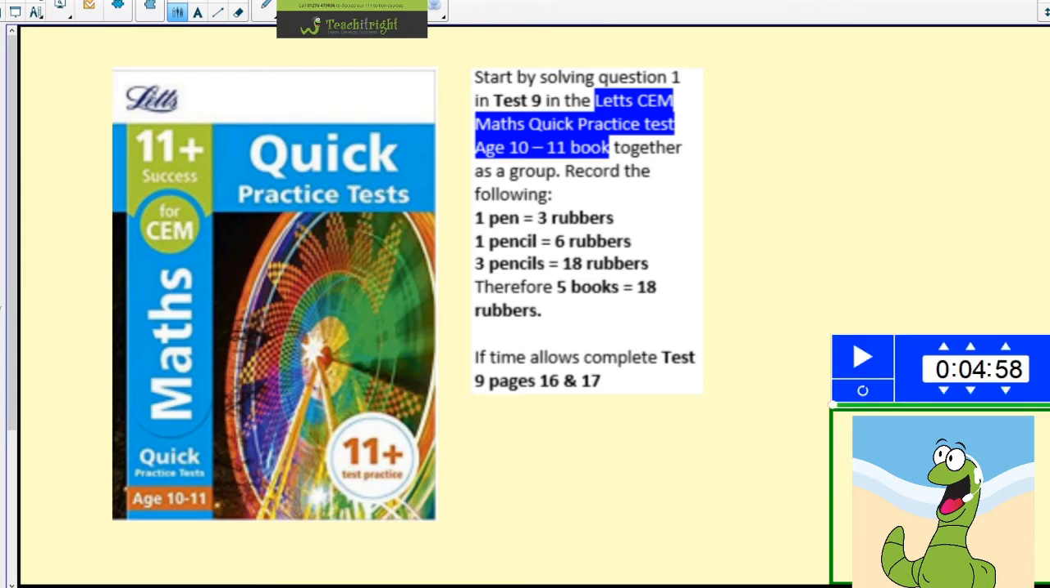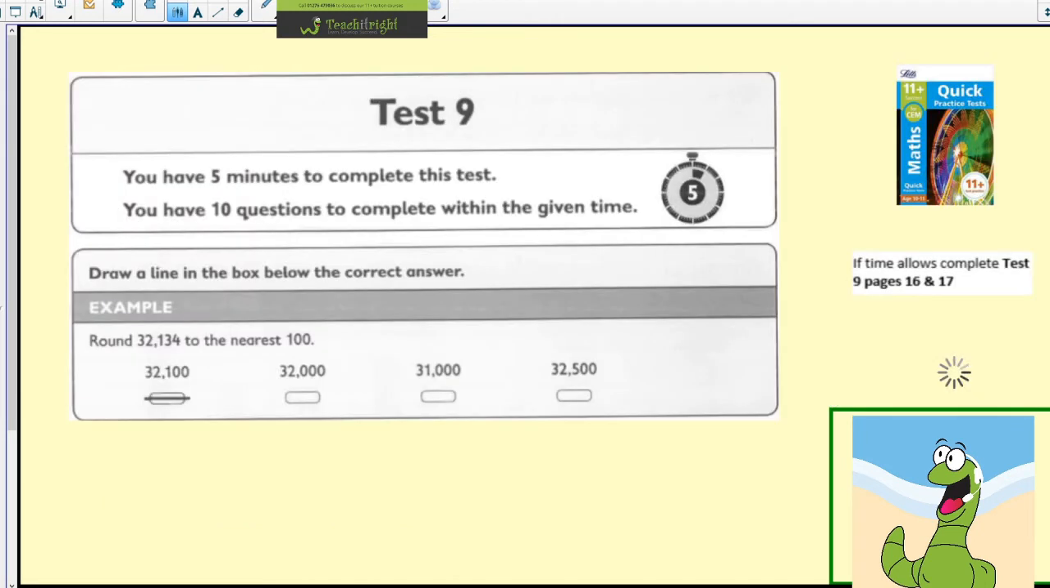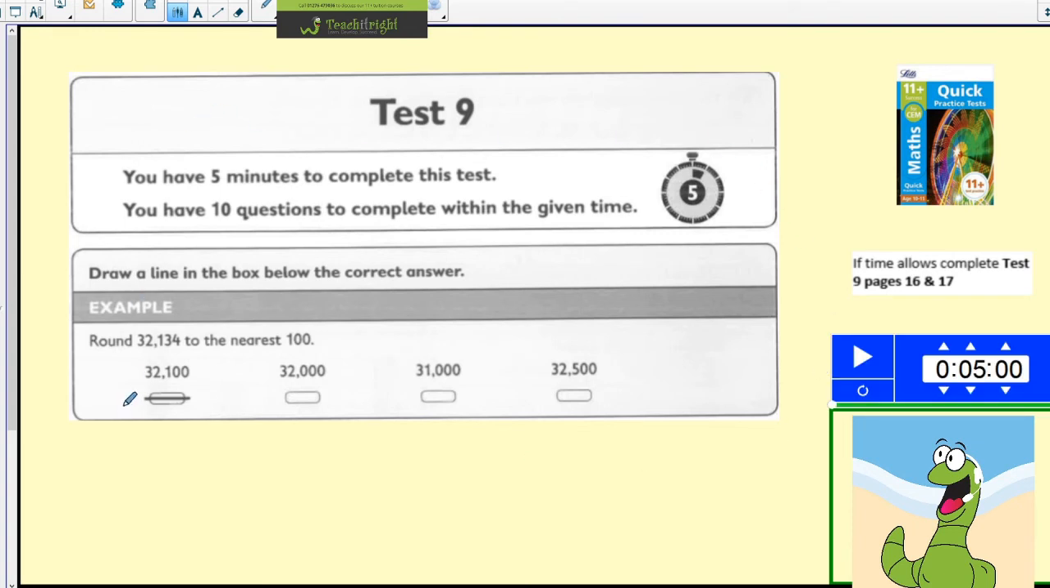So, what are we doing? Start by solving question 1 in test 9. Okay, well, that's what we would have done in the classroom, but you know what? I think we'll go through that together as a team. Here's test 9. Let's get going.